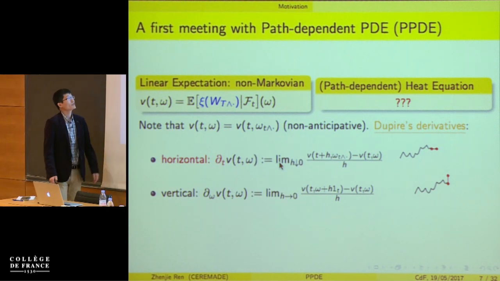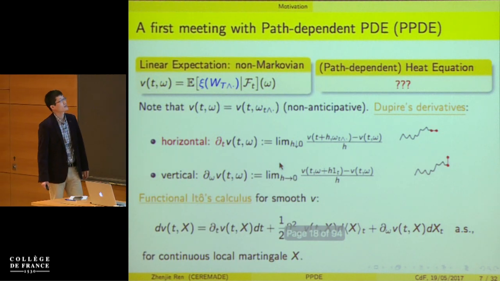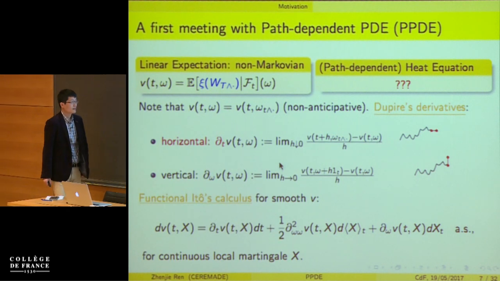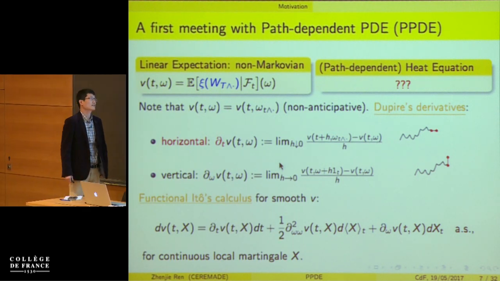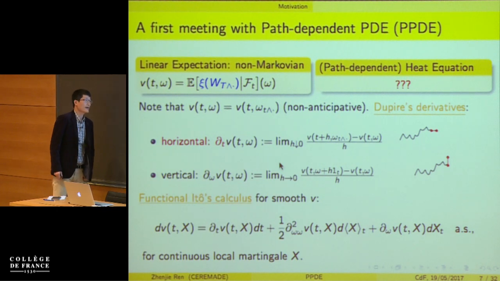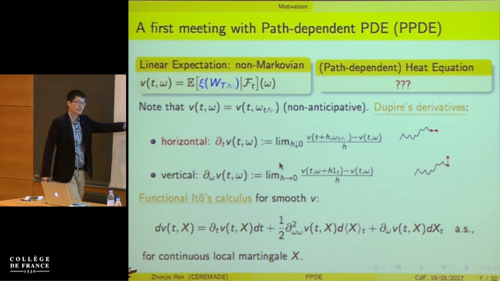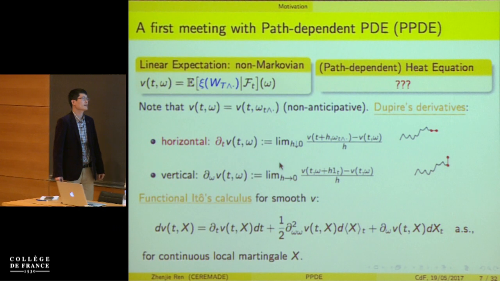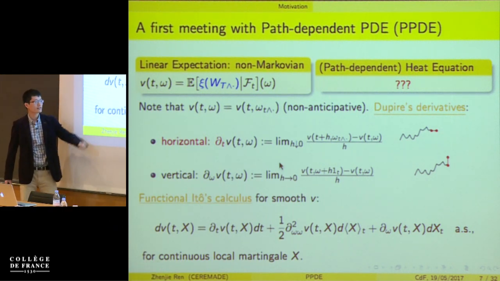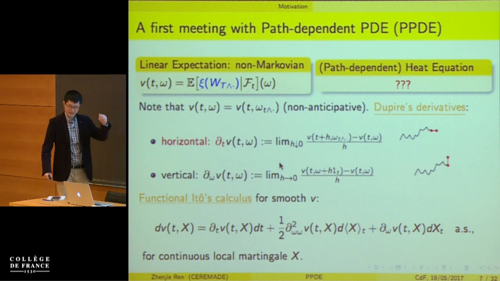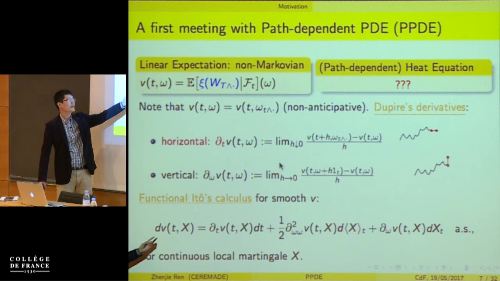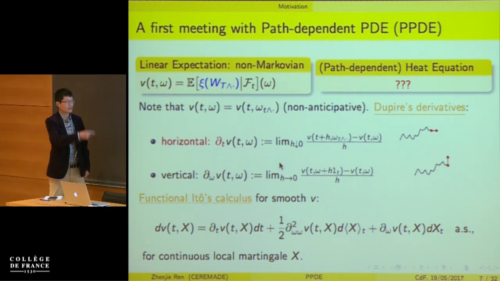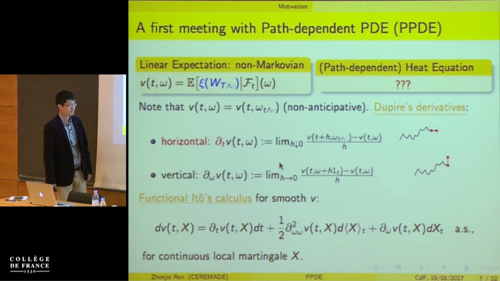So why do we define those derivatives in the Dupire sense? That's because it leads to the functional Itô calculus. By using the horizontal and the vertical derivative, we can have formally the same Itô decomposition as the classic Itô calculus. Here we plug any continuous local martingale x into the path-dependent function v, and then the process v(t,x) will have such an Itô decomposition.